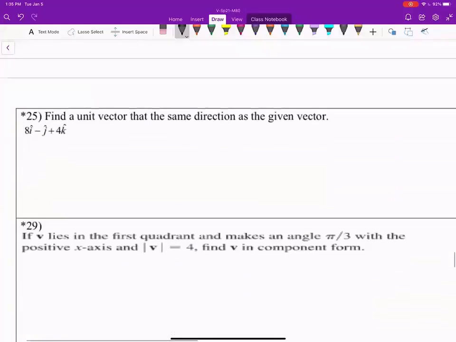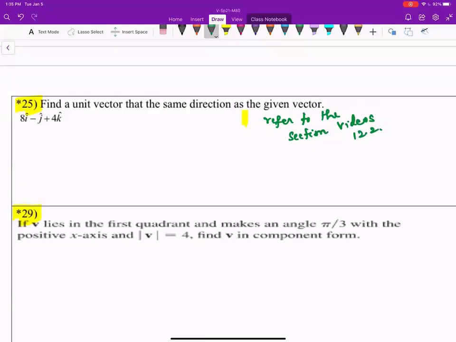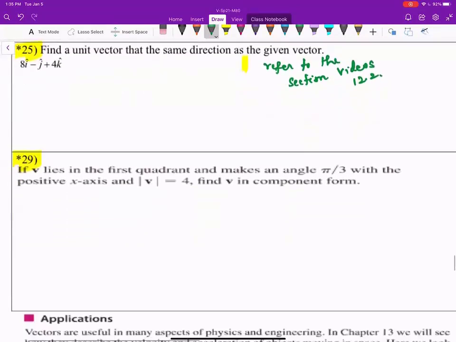Problem number 25 and problem number 29 are done in the section videos. For both the problems, both 25 and 29, refer to the video section.